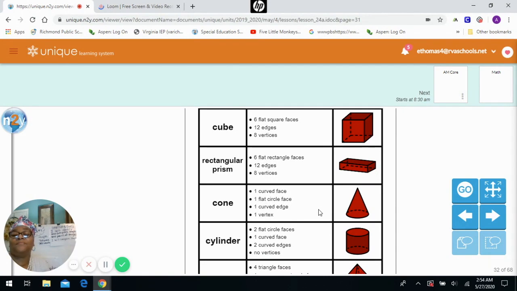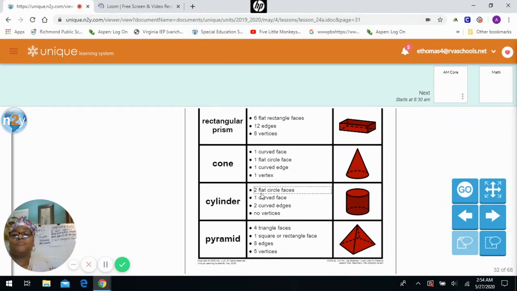A cone. A cone, like an ice cream cone. Okay, you have one curved face. That's right here. A flat circle face. One curved edge. And one vertex.